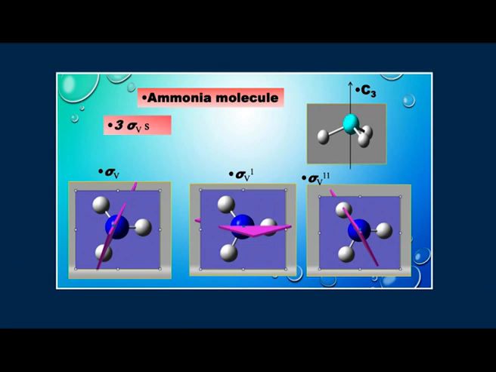Another molecule that contains sigma v is ammonia. Ammonia molecule has 3 vertical planes of symmetries, each of which contains the principal axis. The 3 mirror planes designated as sigma v, sigma v dash and sigma v double dash run through the principal axis in the ammonia. In these figures, the central point indicates the principal axis. Each sigma v passes through the nitrogen atom and one of the hydrogen atoms and also bisects the angle between the other 2 NH bonds.